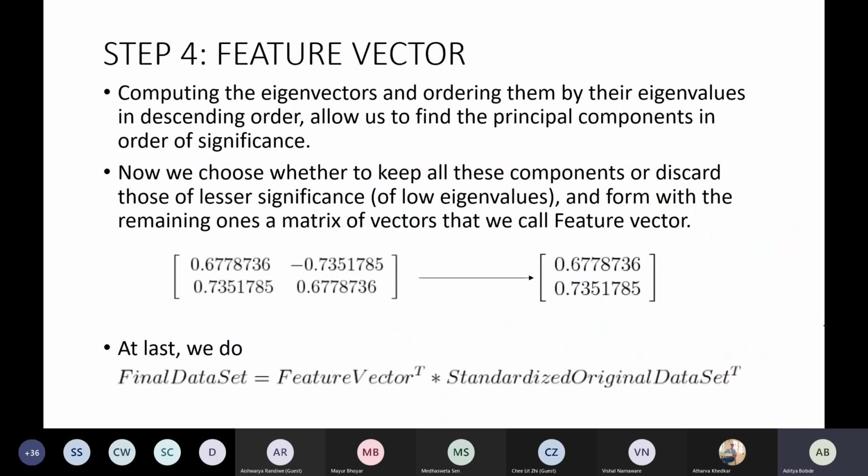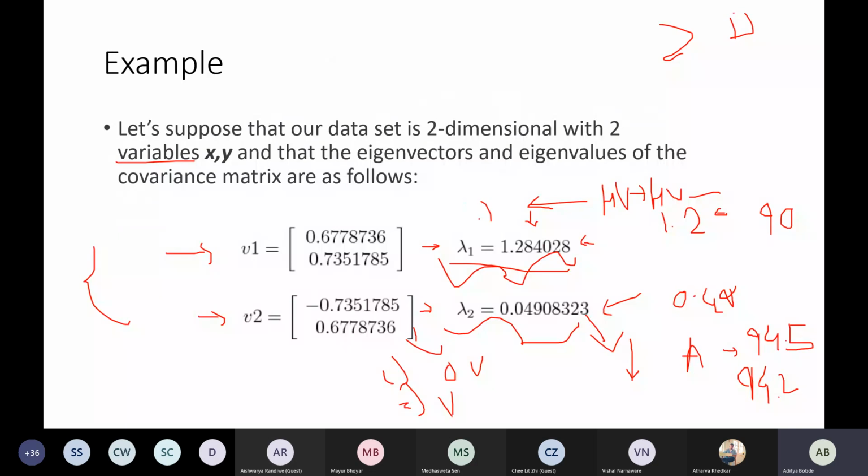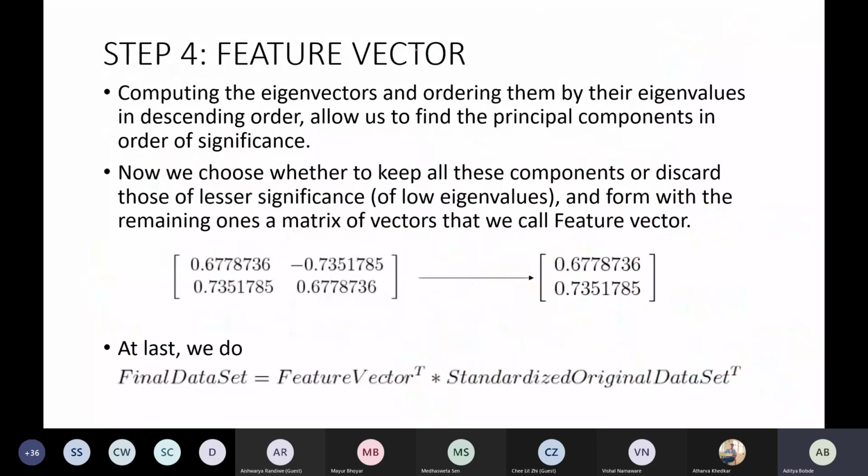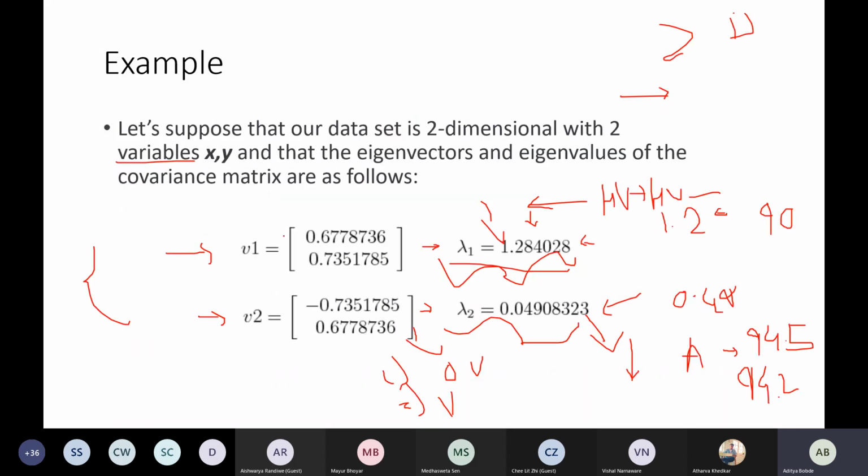After eigenvalues and eigenvectors, the next step we'll see is called the feature vector. And what does the feature vector represent? After computing your eigenvectors, suppose I have computed this eigenvector.